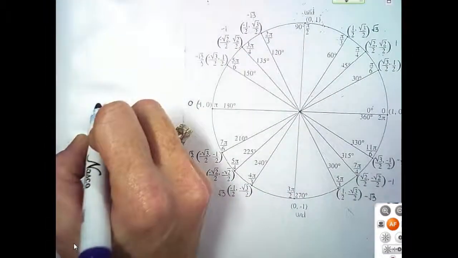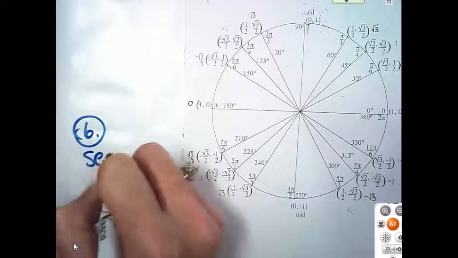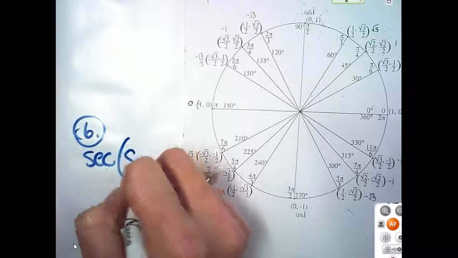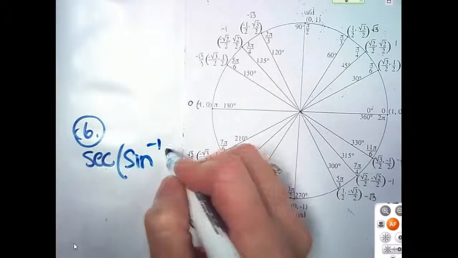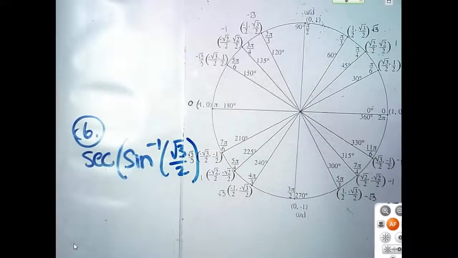Number 6. You're going to have the secant of the inverse sine of root 3 over 2. I think you can see it better down there. Guys, if you're watching online, my screen doesn't work, so that's why I made it clear. Okay, don't worry about the secant yet. We'll get there. Find the middle part right now. Find me the inverse sine of root 3 over 2.